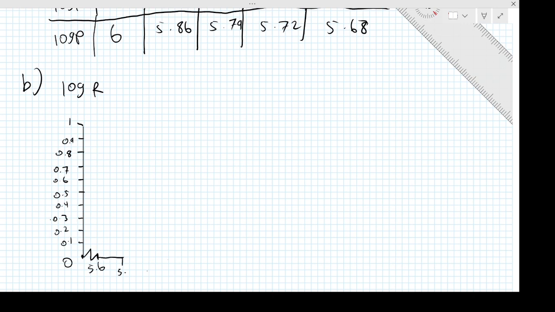I'll mark that. Then 5.72, 5.74, 5.76, 5.78, 5.8. And then 5.82, 5.84, 5.86, 5.88, 5.9. And then 5.92, 5.94, 5.96, 5.98, 6. There we are. Okay, so that's my scale of choice, and then that would be log P.